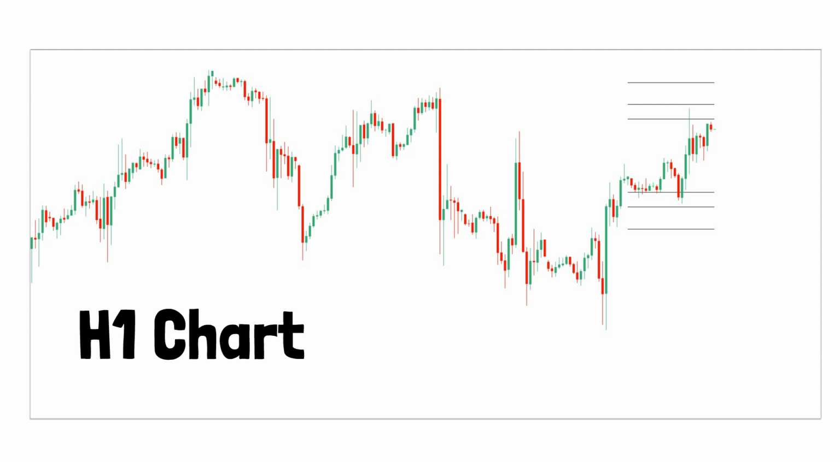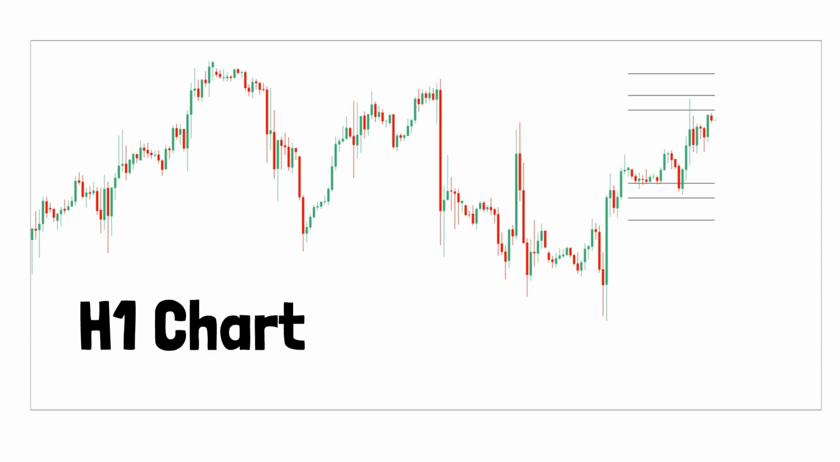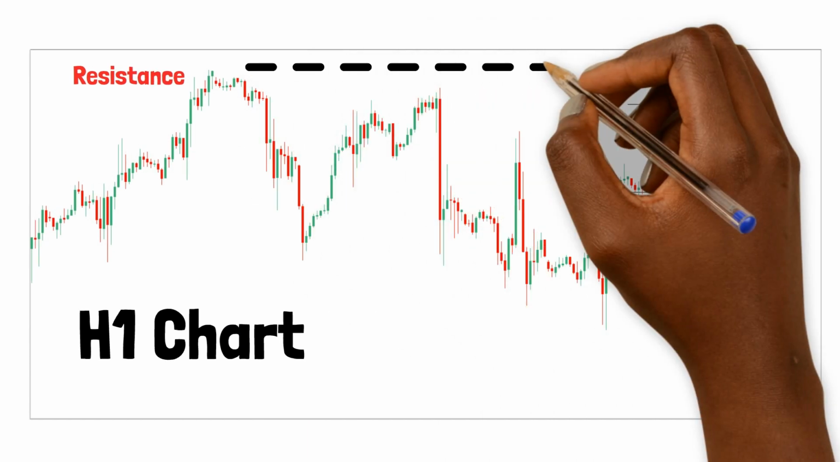If you look at the H1 chart, same thing, guys. We're still looking at the range. We're still looking at that resistance. That's the nearest structure that we have.